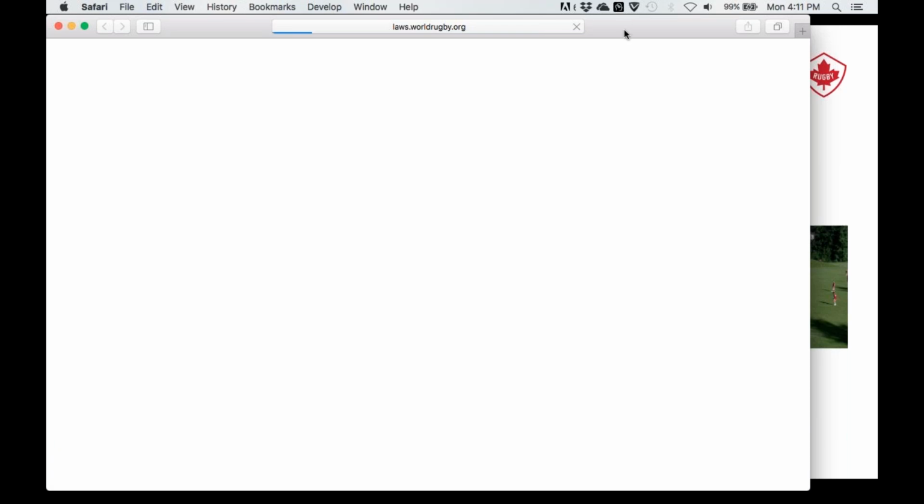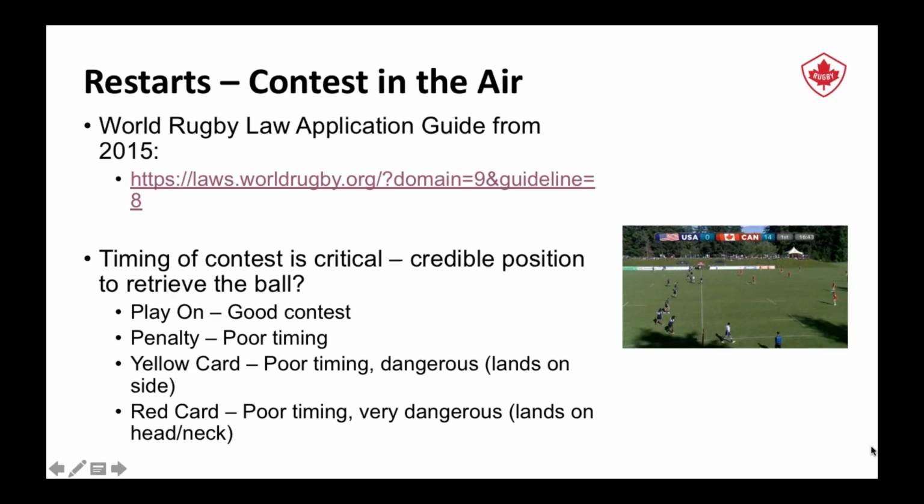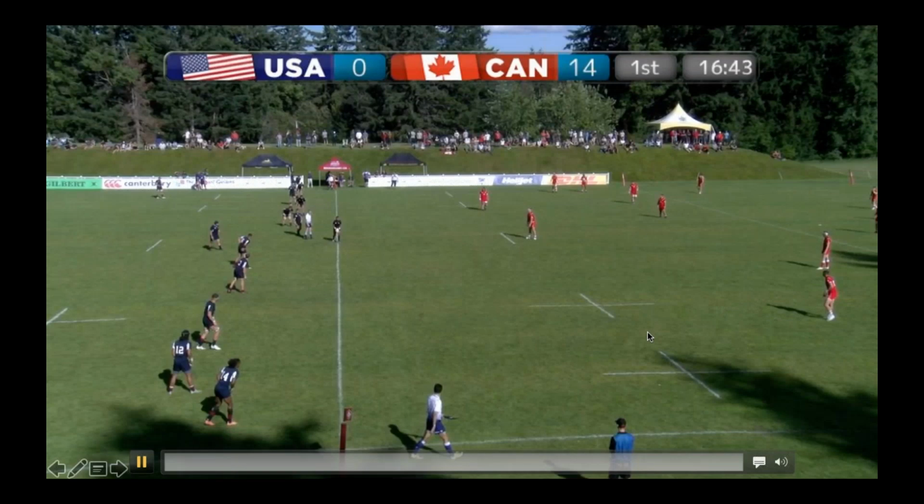So bear with me one moment, I apologize. In the meantime, as we wait for this to load, why don't you just take a look at our example here. We'll play this one through.